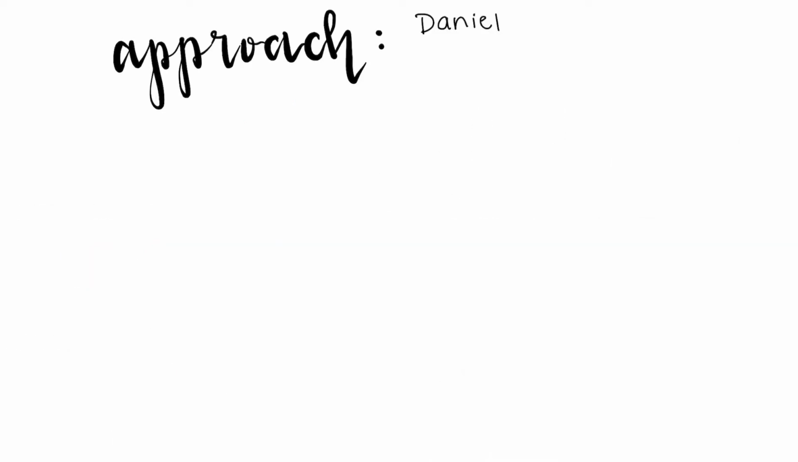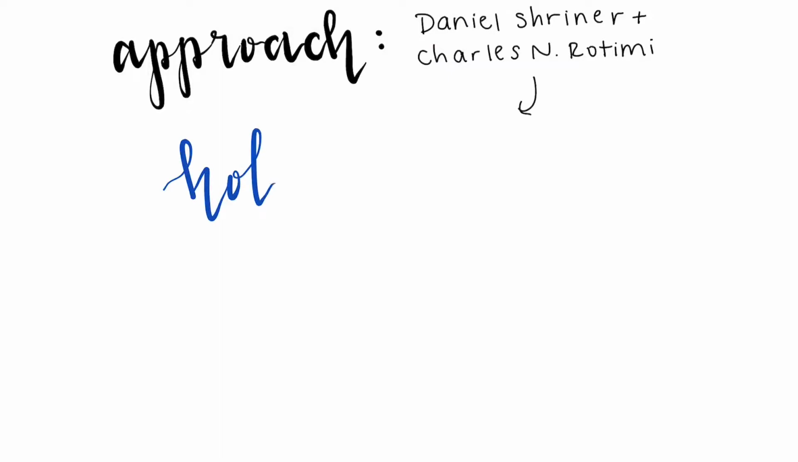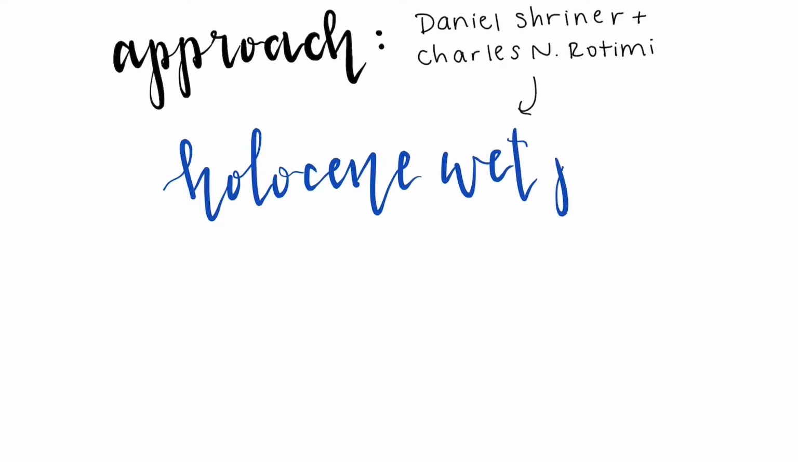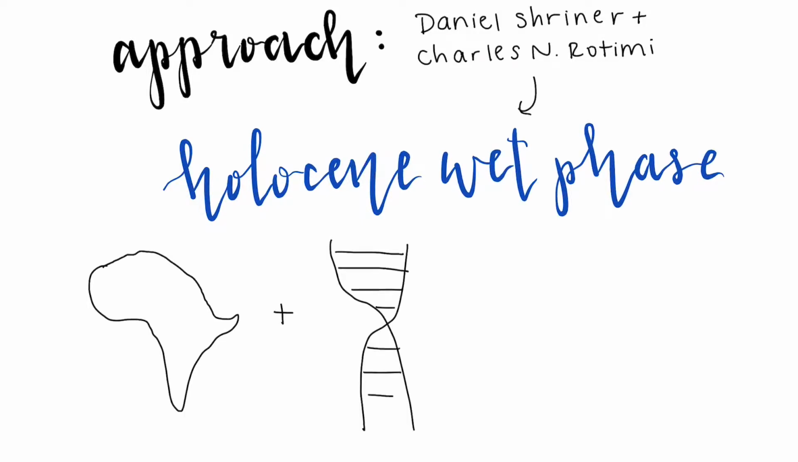The purpose of the experiment by Daniel Schreiner and Charles N. Rotem, called "Whole genome sequence-based haplotypes reveal single origin of the sickle allele during the Holocene wet phase," was to find the origin of this disease within the genome, as well as a geographical and time origin.